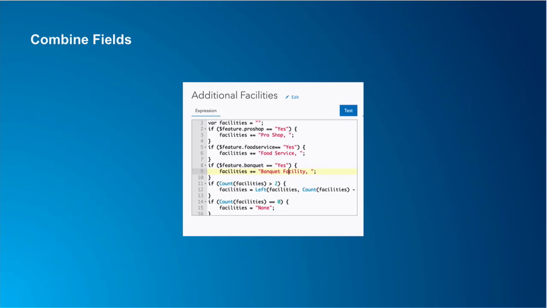So people aren't scrolling through a bunch of stuff that doesn't apply each time they look at a feature. So if you're not familiar with Arcade, it's worth spending a little bit of time getting familiar with it. Again, anything that you configure in the pop-up in ArcGIS Online is saved with your web map, so you get it in any applications that use that web map. So that's a really nice feature.